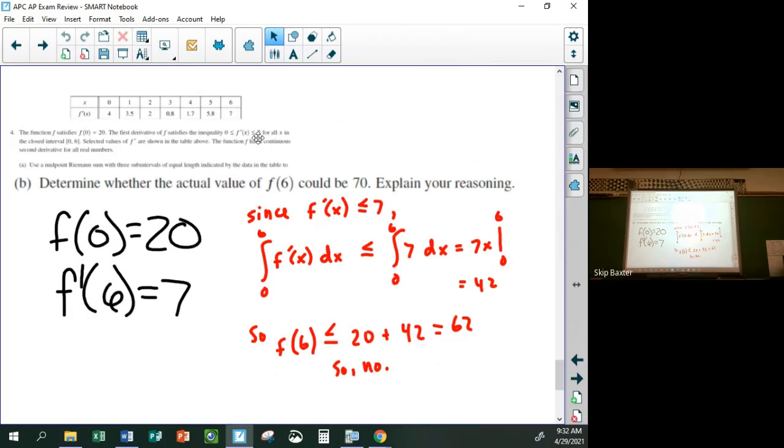was, if we know that f prime is between 0 and 7, then is it possible for f of 6 to be 70? And the answer was no, because it has to be less than or equal to 62, because this integral has to be less than 42. Okay? Any questions on what we've done so far? I think that's all we've done on this problem.